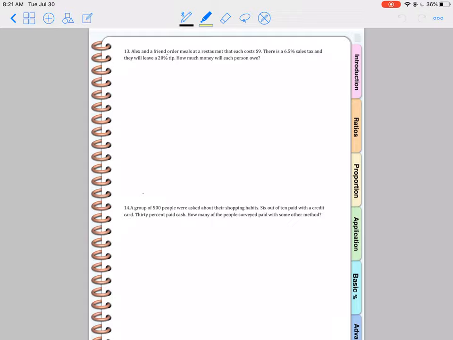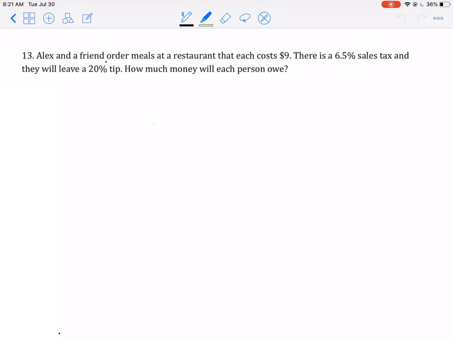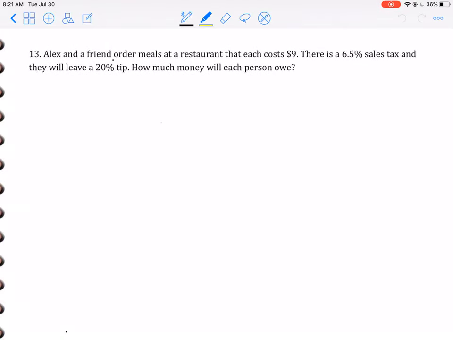We are on problem number 13 on page 50. Alex and a friend order meals at a restaurant that each cost $9. There is a 6.5% sales tax, and they will leave a 20% tip. How much will each person owe? Bare bones, each person. So we are looking for the amount that each person will owe.